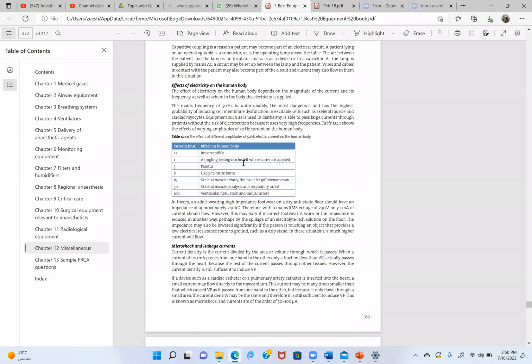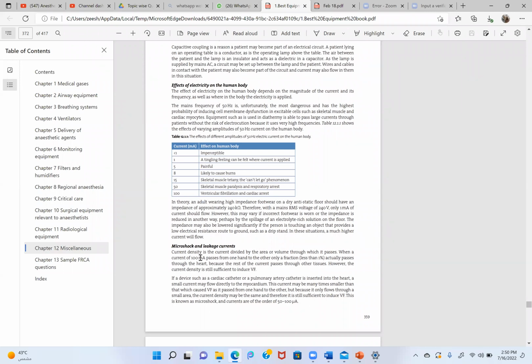1 is tingling, 5 is painful, 8 causes burn, 15 tetany. Okay, skeletal muscle let go phenomena. This is called let go phenomena. If this much current is there, the patient will not be able to get away from the current. Okay, and then at 50 and 100 you will have this skeletal muscle effect and this one.